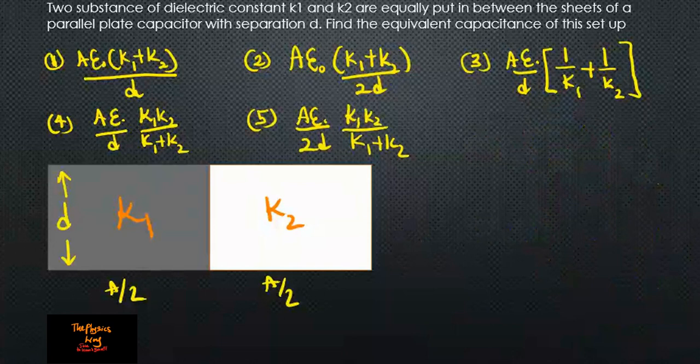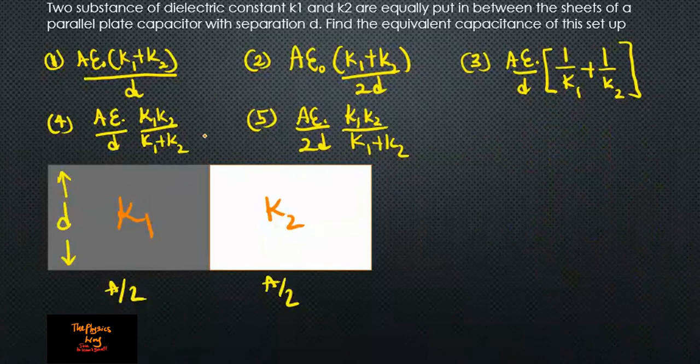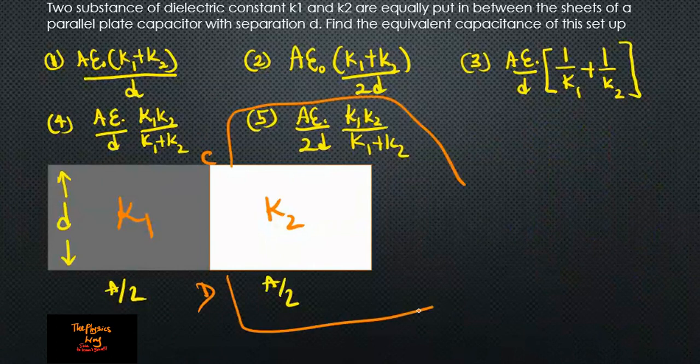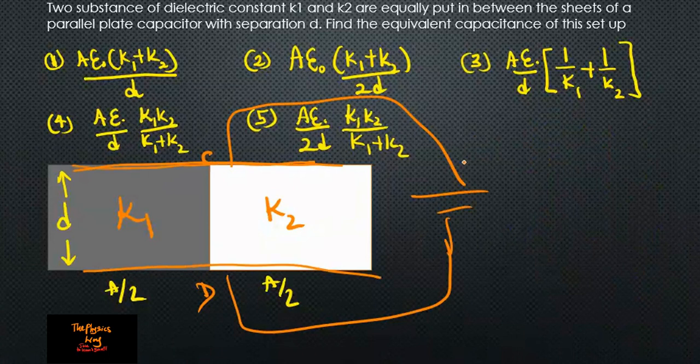So here, what we initially need to check: these two are the parallel plates, say C and D, and a cell will be connected in between like this. Right, now you can see this is the same cell, same plate. So the potential here, let's say this is V, here it will be V, and here the same potential.